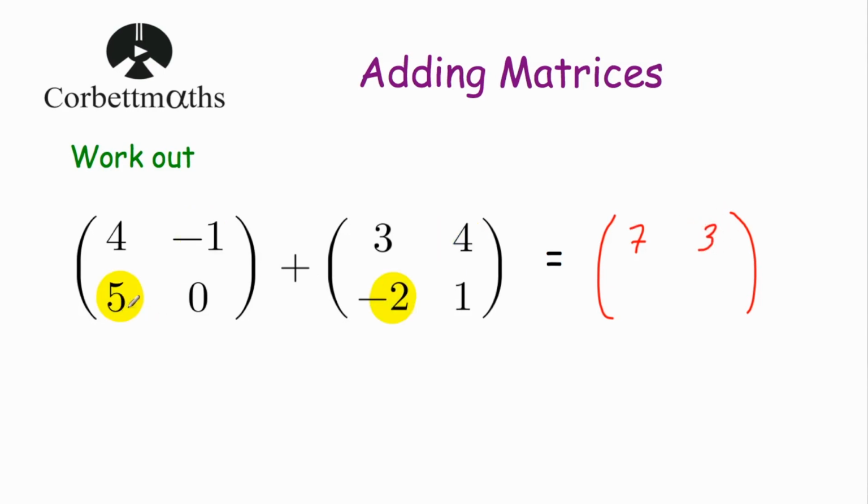Now bottom left element, so we're going to add together 5 and -2, and 5 add -2 would be 3, because when you add a negative number it goes back down. And then our bottom right elements, which would be 0 and 1, and 0 plus 1 is equal to 1. So if we were asked to add together the matrices 4, -1, 5, 0, and 3, 4, -2, 1, our answer would be 7, 3, 3, 1.